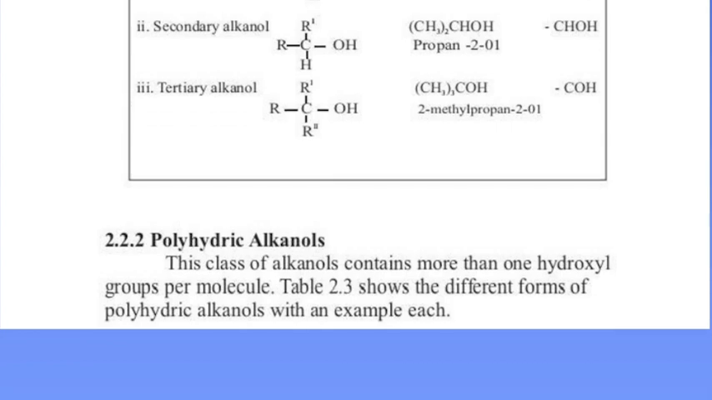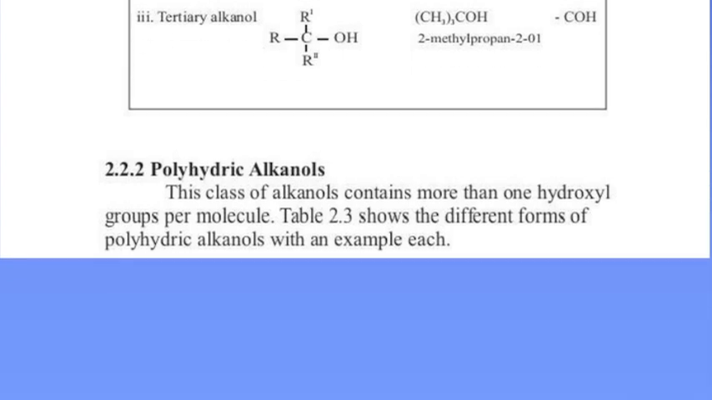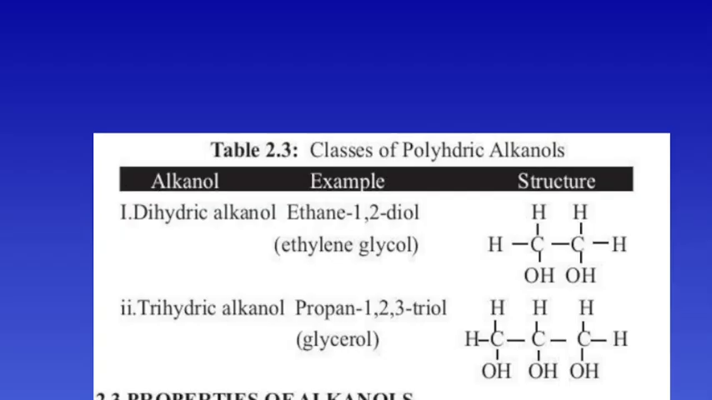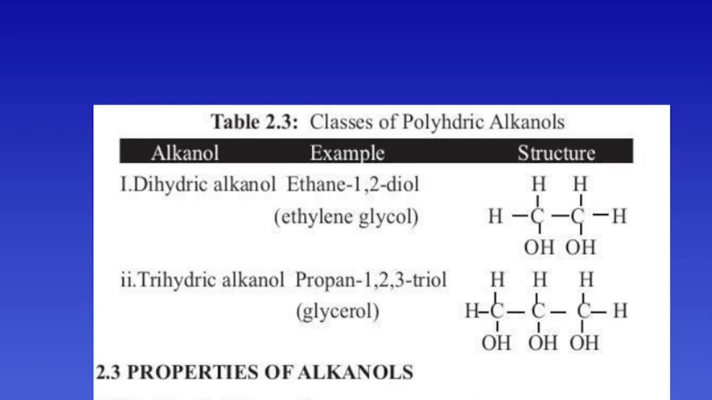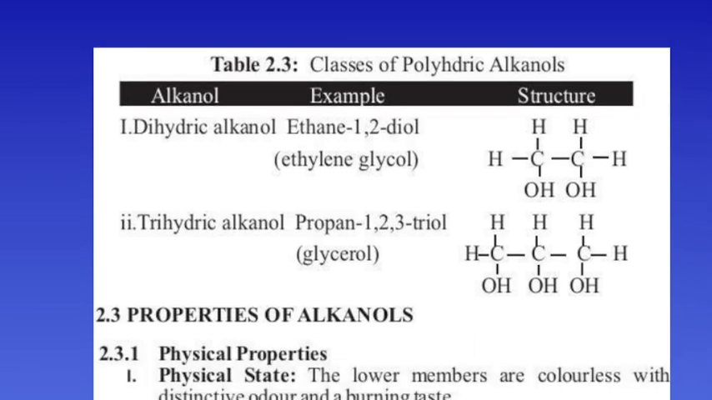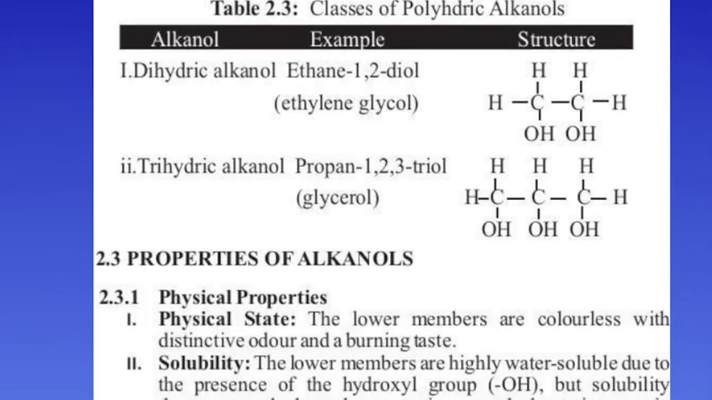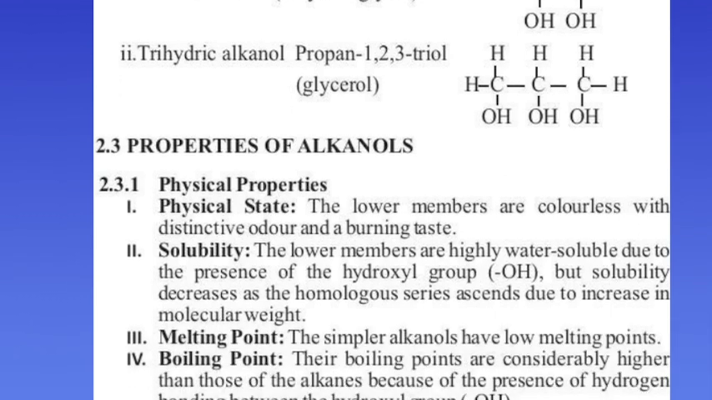Okay, so as we said, a polyhydric alkanol, the term poly implies more than one, which means it should have more than one hydroxyl group per molecule. And that's basically about a polyhydric alkanol. The popular polyhydric alkanols are your ethylene glycol, which is ethan-1,2-diol, and then your glycerol, which is propan-1,2,3-triol.